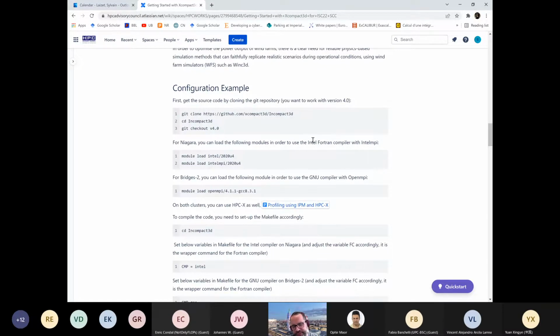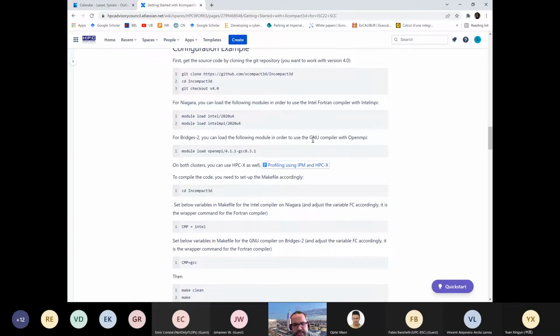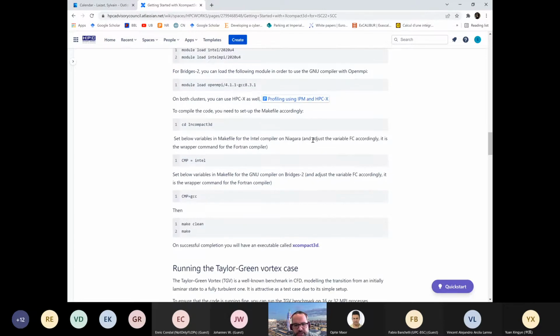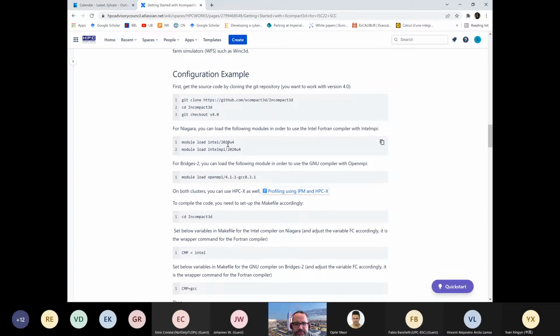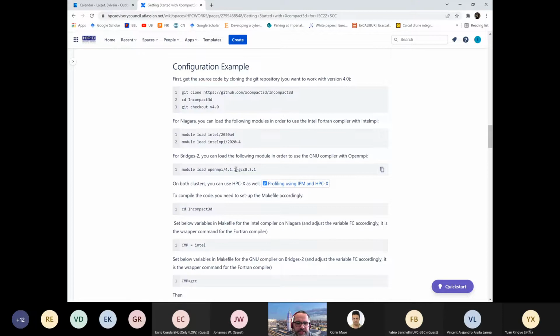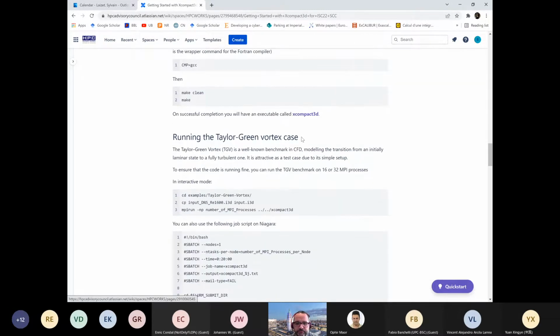As I said, it just needs a Fortran compiler and an MPI library, and you're good to go. So compilation is very straightforward. It will take you 1 second. I've just provided you some examples on Niagara with the Intel and Intel MPI modules, and for Bridges 2 with OpenMPI and the GCC compiler. Of course, part of the competition will be to investigate different Fortran compilers and different MPI libraries.